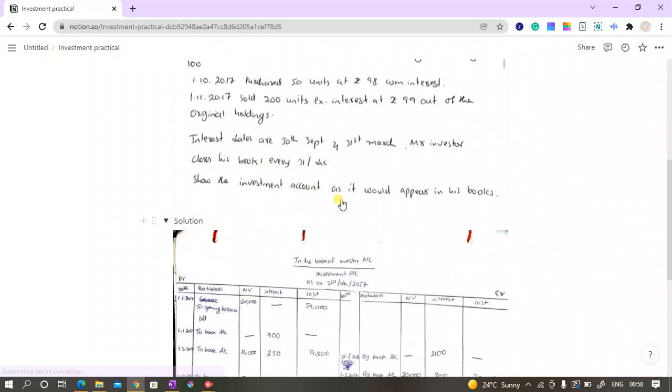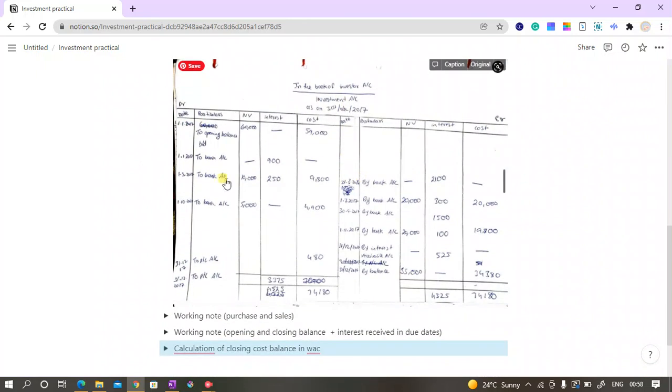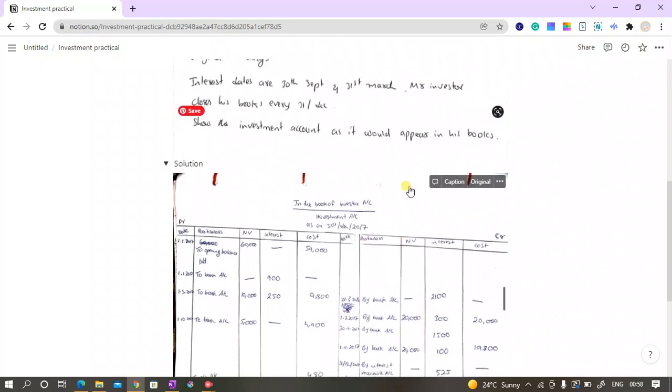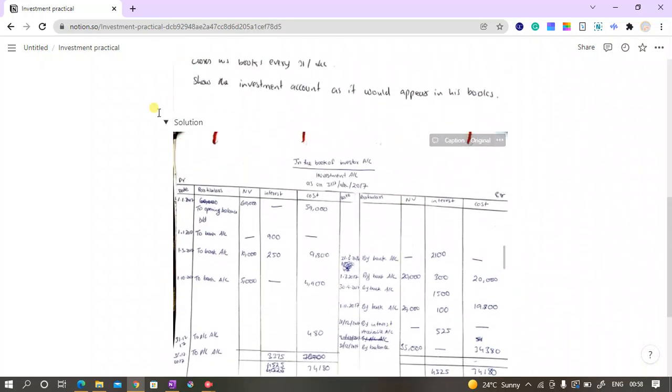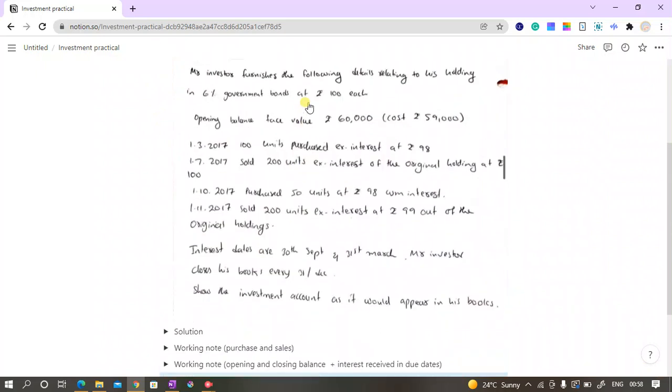In order to see the accounting entries, this is how the answer looks. This is the investment account. Here we have the particulars, debit side and credit side. We make three columns: this is for the nominal value, this is for the interest, and this is for the cost. Again, the credit side is the same: particulars, nominal value, interest, cost. First of all, we will make a chart.